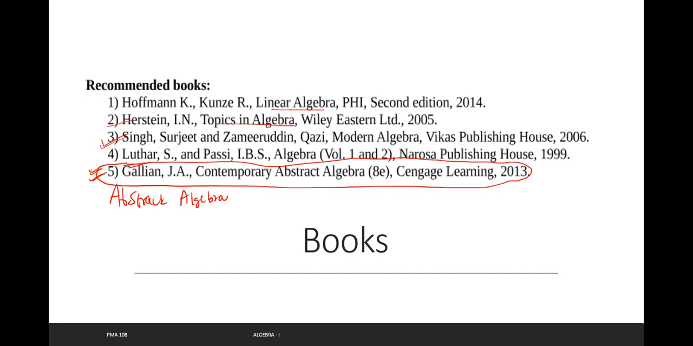Ma'am, I have already read this book in graduation. Gallian. Yes, ma'am. Gallian, I have also read. Ma'am, I have Hoffman and Kunze. Okay, हॉफमैन पढ़ा है आपने, ठीक है.